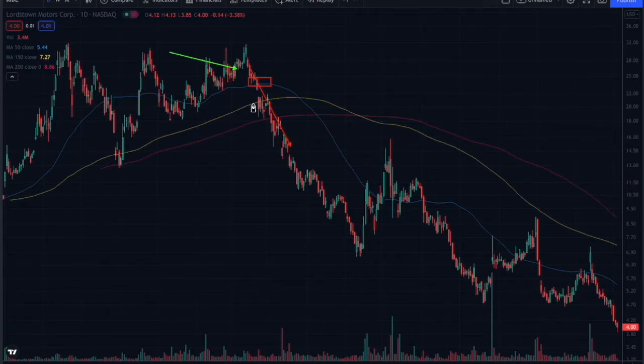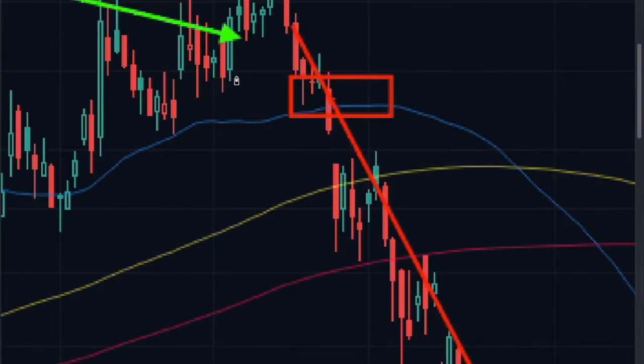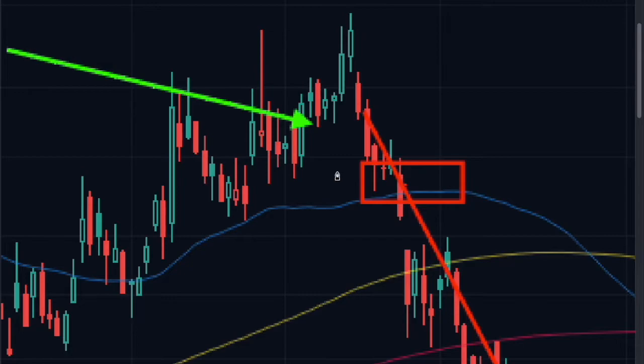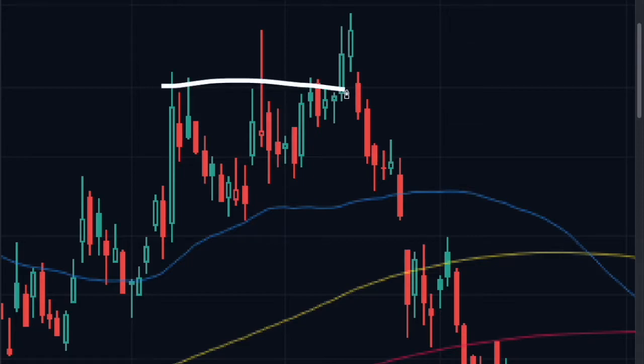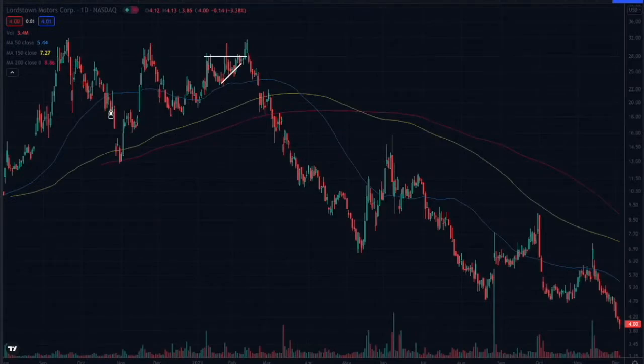So let's take a look at RIDE, a stock that I bought for a reason and where I got stopped out. So let's zoom in to this area in question. Okay, let's get a fresh screen. You can see this stock had a great setup, and I do mean a great setup. It's about as picture perfect as you can get.